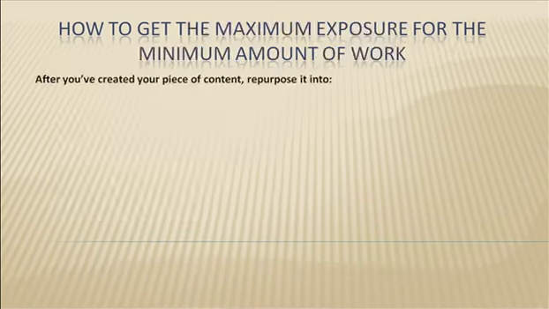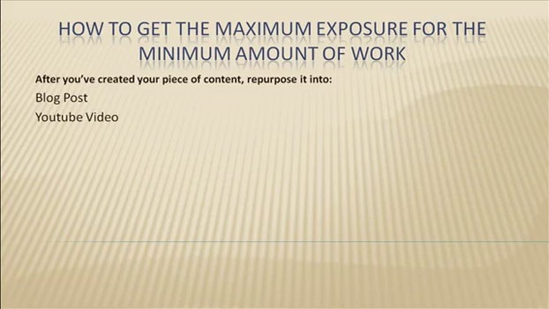Alright, so how to get the maximum exposure for the minimum amount of work. Now, after you've created your content, you can repurpose your content. So if I were to take that same blog post that I just showed you, what I might do is take that blog post and put it into Microsoft Word, for example, and just reword the whole thing so it's a little bit different, so it's not a duplicate. And when I repurpose it, if it was an article, I could repurpose it into a blog post. But because it's a blog post, I can repurpose it into a YouTube video, for example.